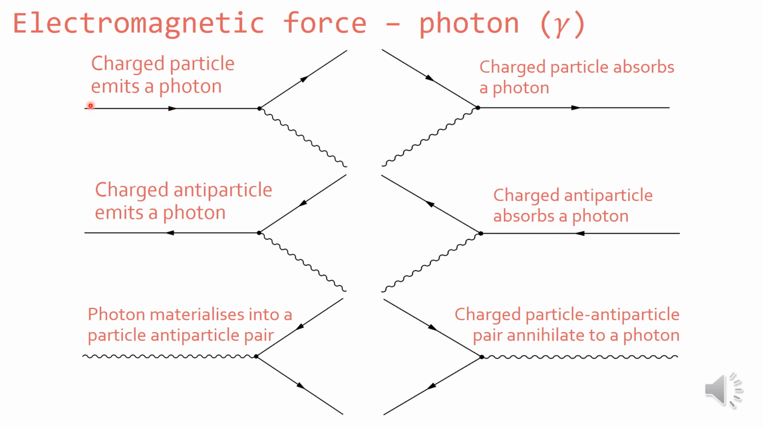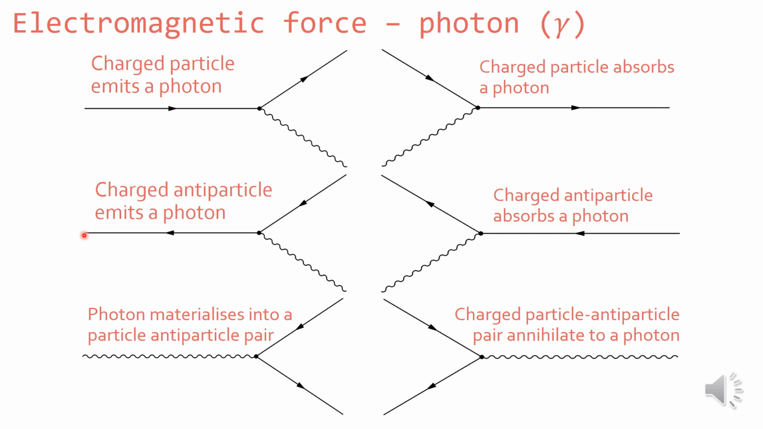Okay, so what we see here is a charged particle is moving along. Remember, it has to be charged, and now it emits a photon and it carries on. So what's happened here is it's lowered its energy as it's emitted the photon and then carried on. You can see that because our diagram can be rotated, you can equally have a charged particle coming in and absorbing a photon and then carrying on.